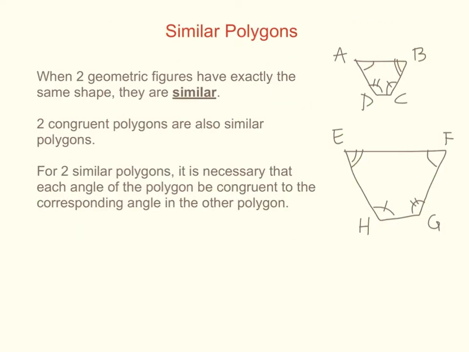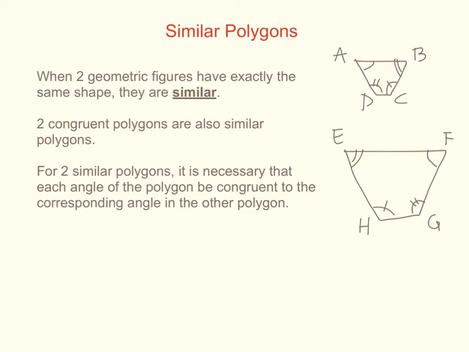Okay, similar polygons. Similar polygons are when two geometric figures have the exact same shape, so that means that they're similar. Two congruent polygons are also similar polygons, right? Because two congruent polygons would have the exact same shape, but they also go one step farther and have the same size. So for two similar polygons, it is necessary that each angle of the polygon be congruent to the corresponding angle in the other polygon.